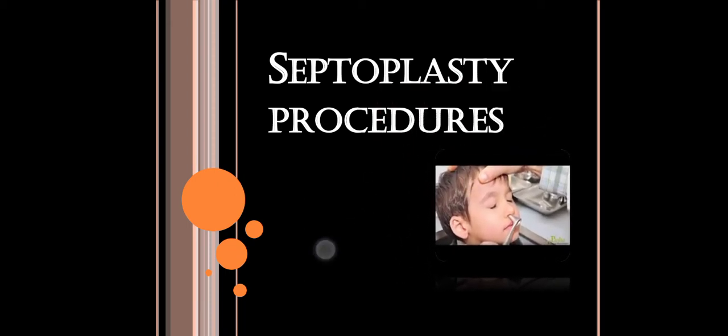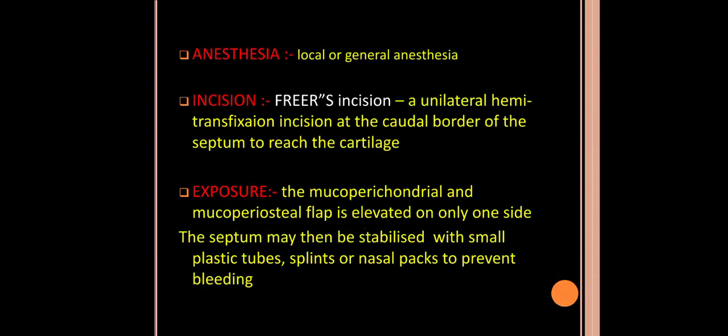Septoplasty procedures. First, anesthesia. Local or general anesthesia is given. Then incision, Freer's incision, a unilateral hemitransfixation incision at the caudal border of the septum to reach the cartilage. Exposure. The mucoperichondrial and mucoperiosteal flap is elevated on only one side. The septum may then be stabilized with small plastic tubes, splints or nasal packs to prevent bleeding.